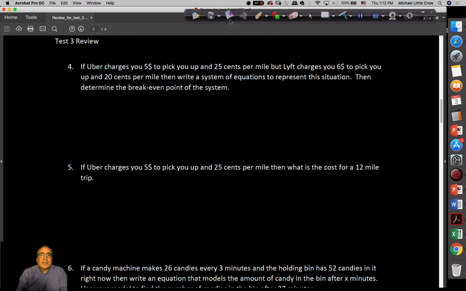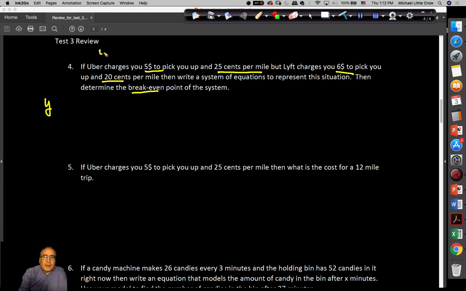Let's go to 4. So on this one, the question: Uber charges you $5 to pick you up and 25 cents per mile. Lyft charges you $6 per pickup and 20 cents per mile. We're supposed to write a system of equations to represent this situation, then determine the break-even point, the place where they're basically both equal.